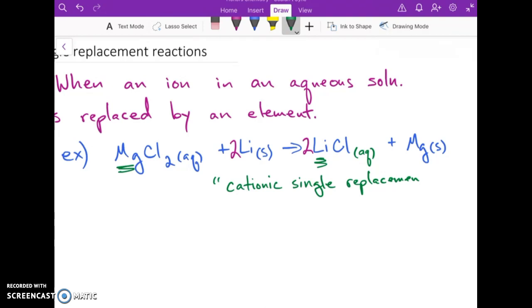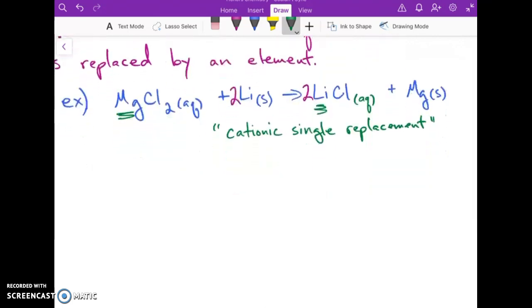And if we were to do an example of anionic single replacement, these are going to always involve the halogens. So group 17 only. We're not going to worry about any other anions from the periodic table like oxide or sulfide or phosphide or any of those. Just the halogens. And we'll make sense of why that is a little bit later, but let me give you an example.